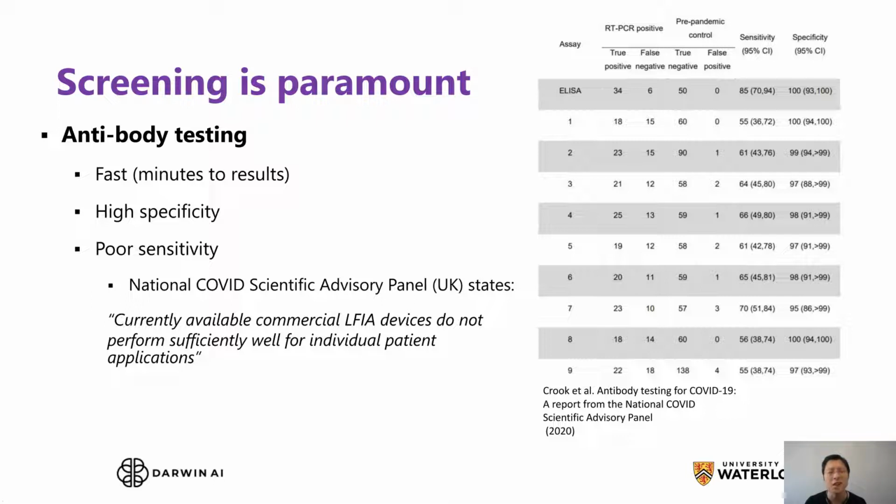It also has high specificity, but compared to RT-PCR testing, with antibody testing, antigen testing, the sensitivity is significantly lower, to the point where earlier in the pandemic, the National COVID Scientific Advisory Panel in the UK stated that currently available commercial LFIA devices do not perform sufficiently well for individual patient applications. And while antigen tests are being much more widely used now and technology has improved, its sensitivity still remains quite poor compared to a lot of other techniques.